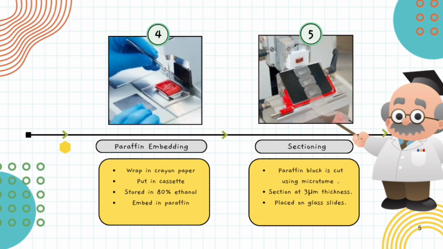Next is the sectioning process. The paraffin block is cut using a microtome at a thickness of 3 micrometers. Producing thin and uniform sections is important to ensure optimal staining and clear microscopic observation. Finally, the sections are placed onto a glass slide for further staining and examination.